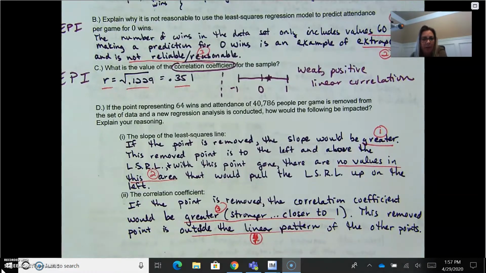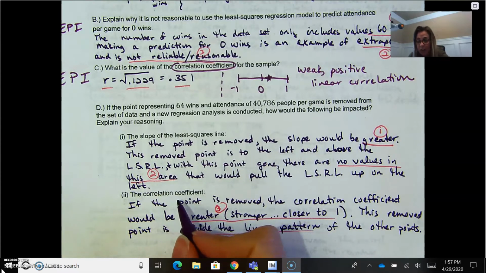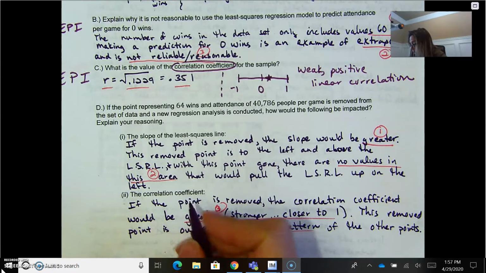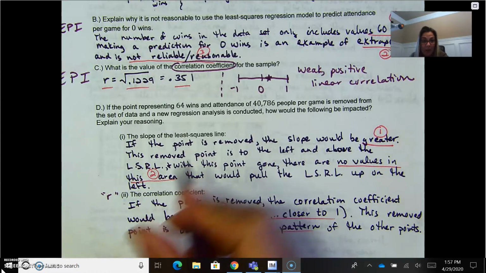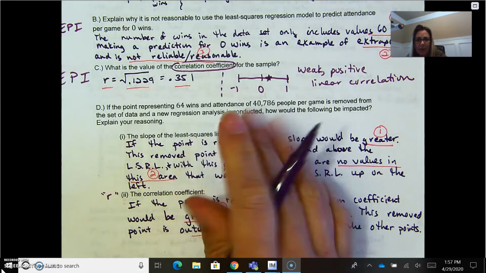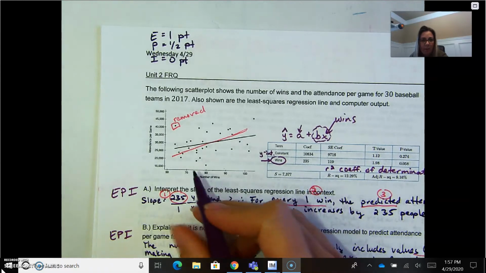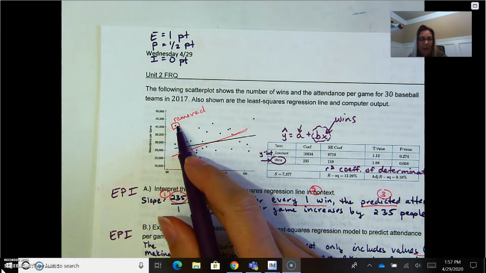All right, onward. D. If the point representing 64 wins and attendance of 40,786 people per game is removed, what's going to happen to the slope? And what's going to happen to the correlation coefficient? Remember, correlation coefficient is the R, right? It's not R squared. R squared is the coefficient of determination. Anyway, let's find where this point is. 64, 40,000. Okay, so this is the one they're talking about.